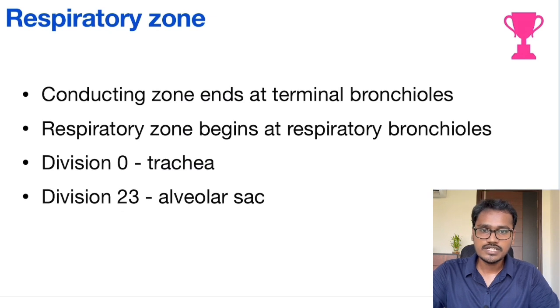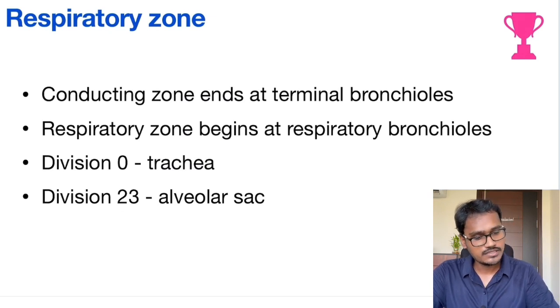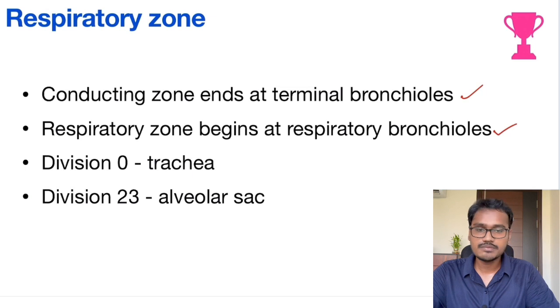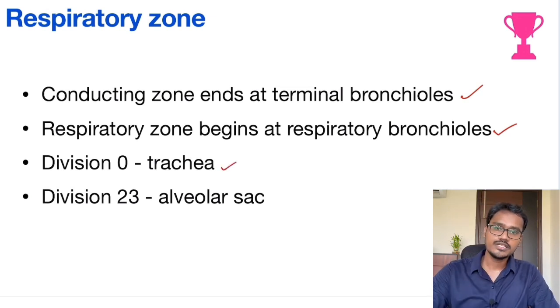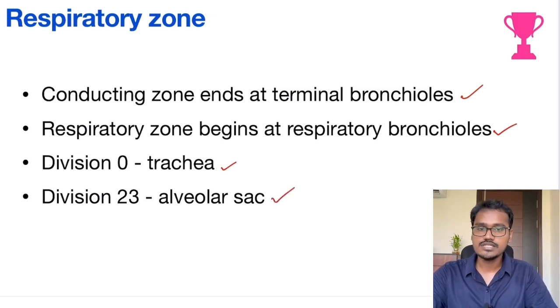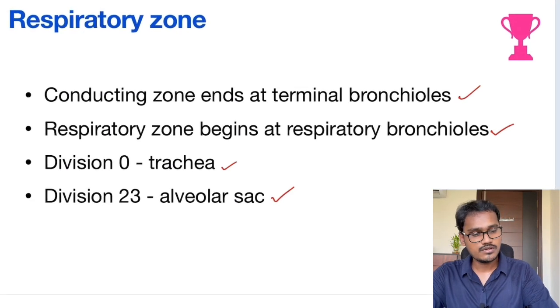Now coming to the respiratory zone MCQ part, all of them are MCQ. The conducting zone ends at terminal bronchioles, and the respiratory zone begins at respiratory bronchioles. Division 0 is given to the trachea, the bronchi starts from 1, and division 23 is the alveolar sac. We must remember all of them.